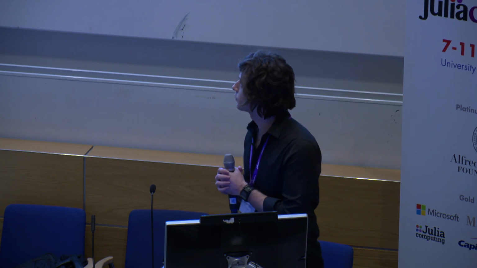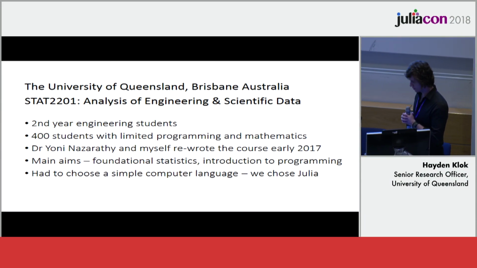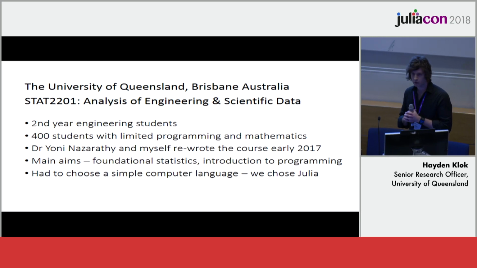Okay, so for a bit of context, one of the larger courses taught in the UQ School of Maths and Physics is the statistics course Stat 2201. It's primarily a service course in statistics for second year bachelor students studying various types of engineering. It typically has between about 400 and 500 students, and because the audience is quite broad, many of the students have limited programming and mathematical knowledge.